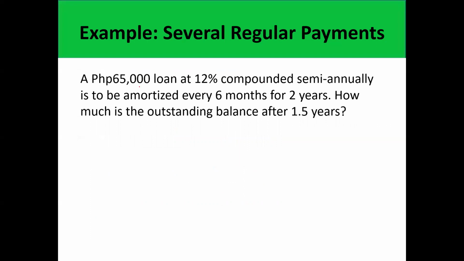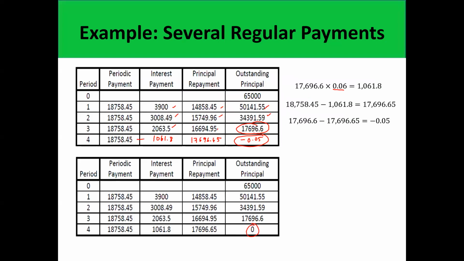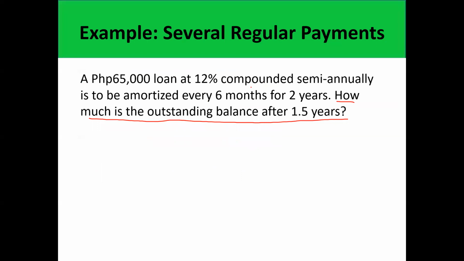So let's suppose that the 65,000 peso loan at 12% compounded semi-annually is to be amortized every 6 months for 2 years. This is the exact same problem that we had earlier in the amortization schedule. And our task is to compute for the outstanding balance after 1.5 years. So that's going to be after 3 payments, 1.5 years, that means after 3 payments. So the outstanding balance must be 17,696.6. But if we don't have the amortization table, we can compute for R first, which is 18,758.45.